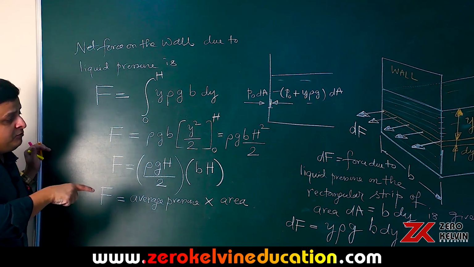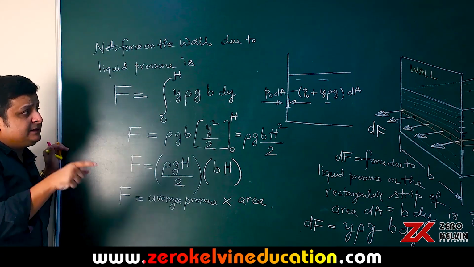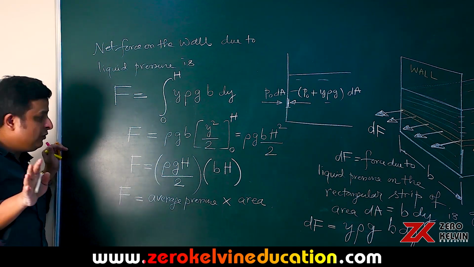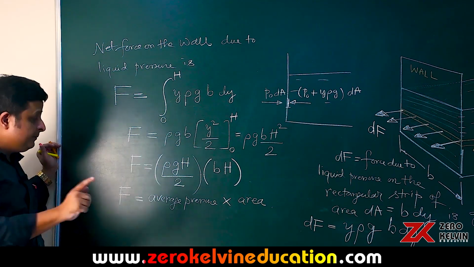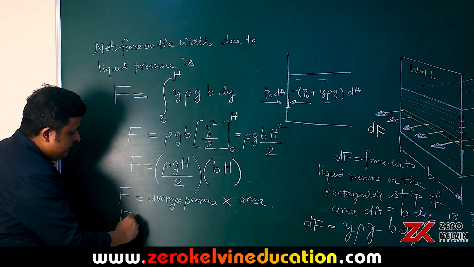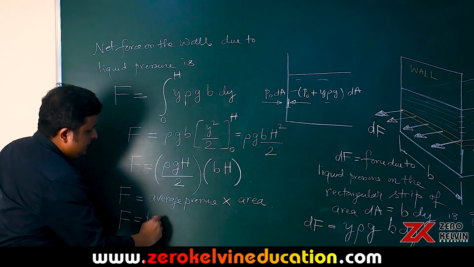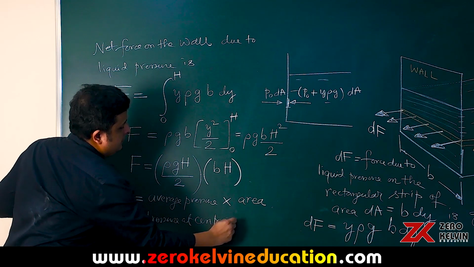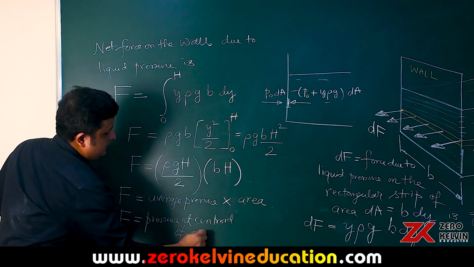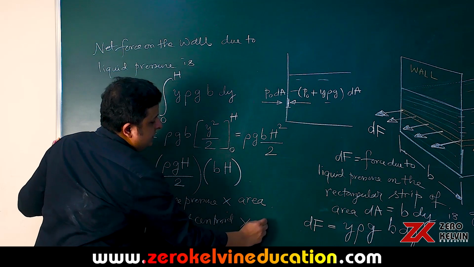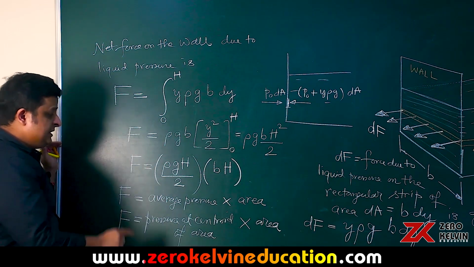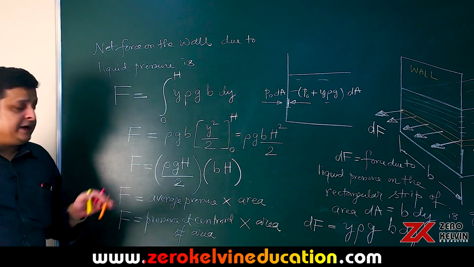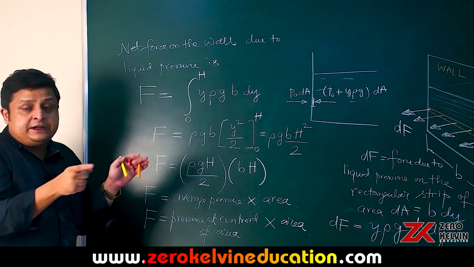This is not the general formula. It works here as it's a rectangular surface. But in general, the formula, which in a small while we will be deriving too, is: force will be the pressure at the centroid of the area multiplied by the area itself. This is the actual formula: pressure at the centroid of the weighted area multiplied by the weighted area itself.